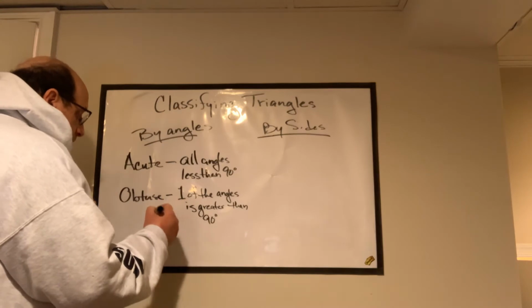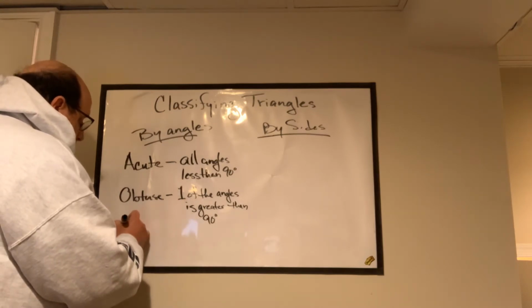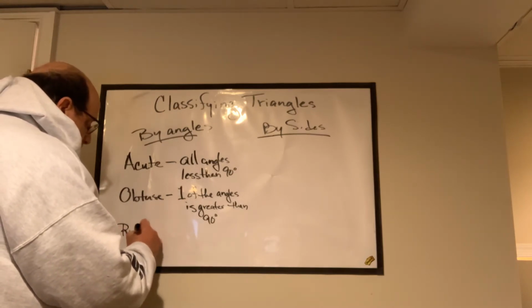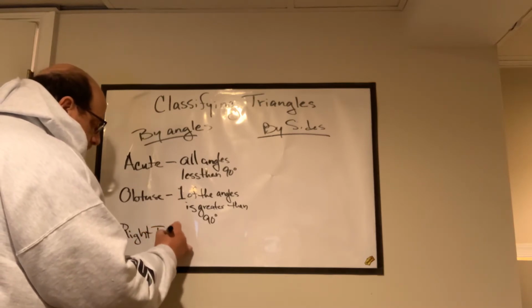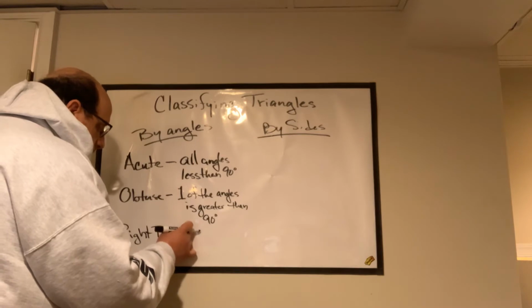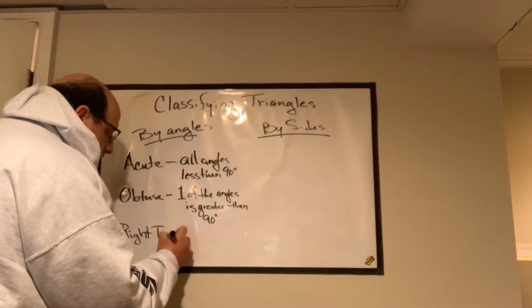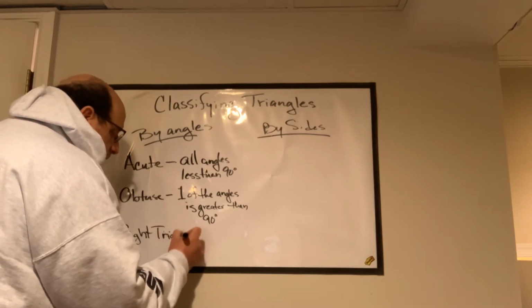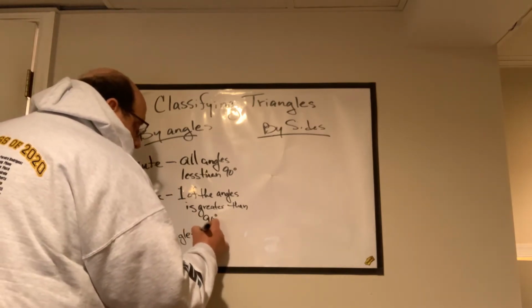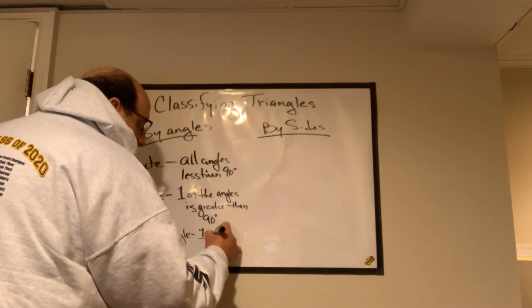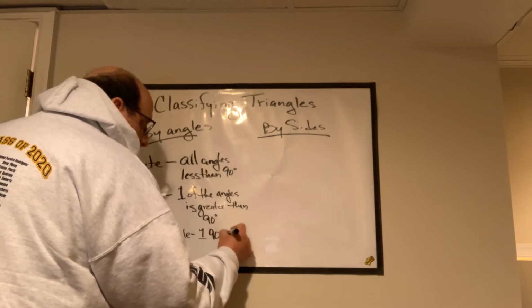I'm going to go to right triangle. Pardon my language. A right triangle has one 90-degree angle.